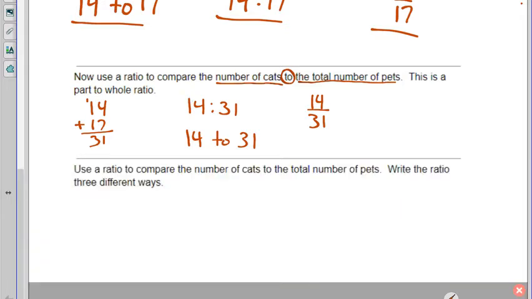This next thing below is just the same as the one above. So we're going to change that. We're going to compare the number of dogs to the total number of pets. So make that change on your notes. I'd like you to write that three different ways on your own. What is the ratio of dogs to total number of pets? Go ahead and give it a try.